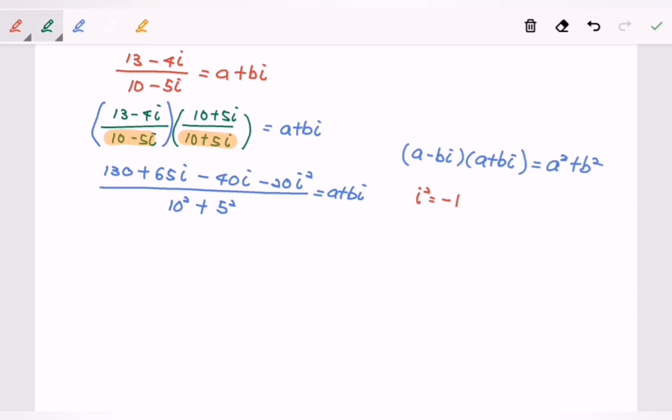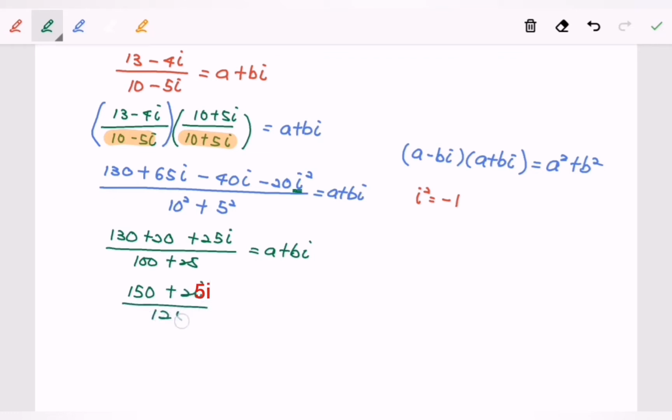So now I'm going to substitute the value and simplify the situation. So we have 130. After we substitute the value negative 1, we will have plus 20 plus 25i over 100 plus 25, which is equals to a + bi. We can simplify and we will have 150 plus 25i over 125 equals to a + bi.